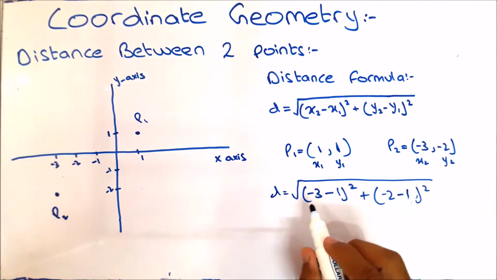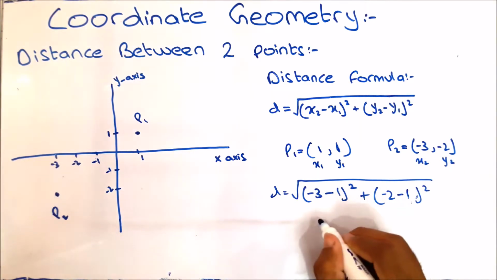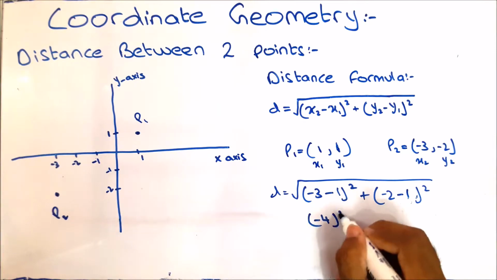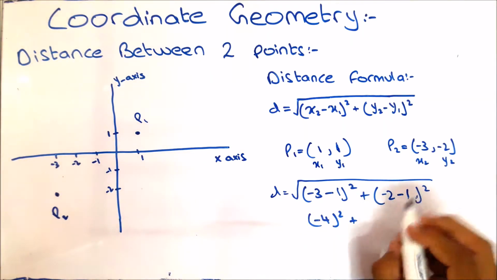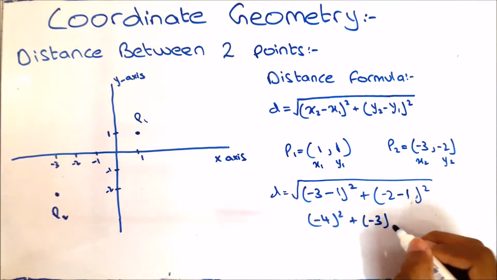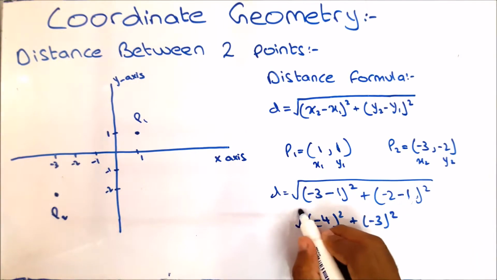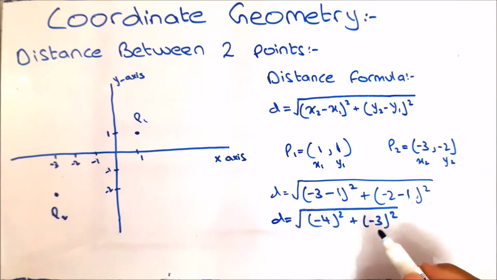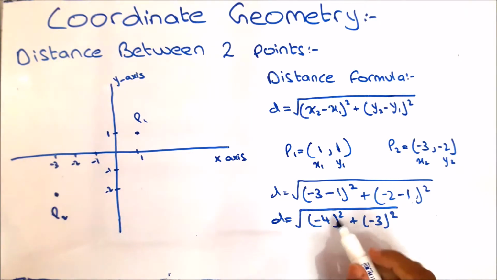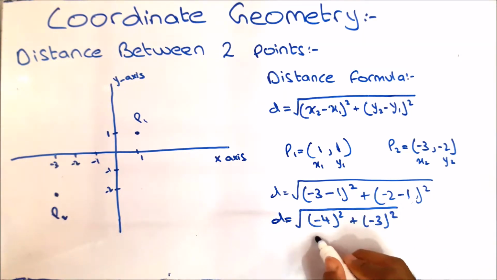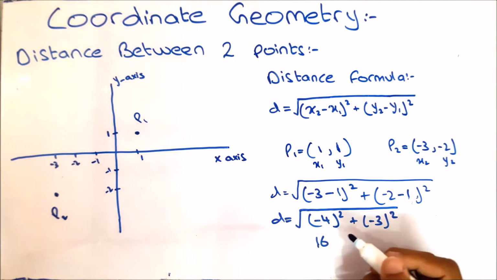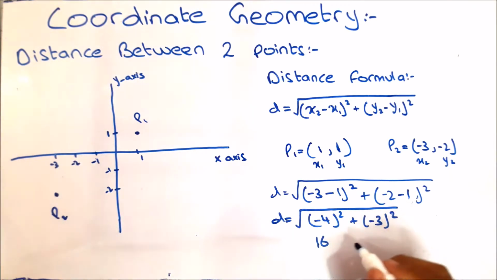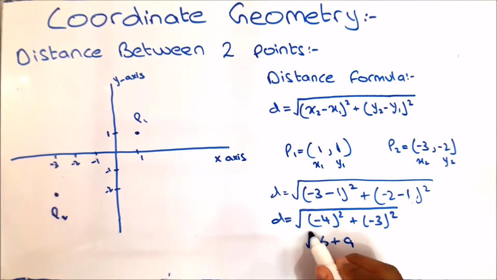Okay, now when we simplify it, we get -3 -1. This becomes -4 whole squared, and then we add it with -2 -1. It's -3 whole squared, and don't forget the under root sign. Here what we get is -4 squared. -4 squared is positive 16, because whenever we square a negative number we get a positive. Plus -3 squared is positive 9, and under root.